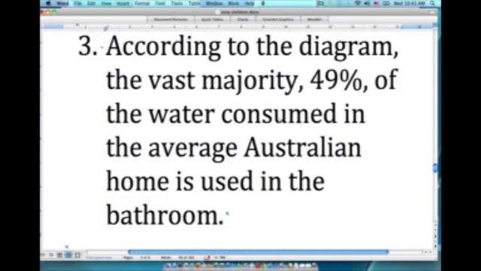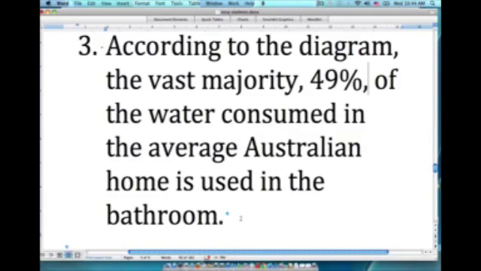in the bathroom. Okay? Now, the way that I've used this here is I have surrounded the figure with two commas, which makes your reader pause one moment when they're reading it. So according to the diagram, the vast majority, 49%, of the water consumed in the average Australian home is used in the bathroom. So here's just an idea for you, a way that you can share the value of what you're talking about without breaking the reader's fluency while they read the sentence.